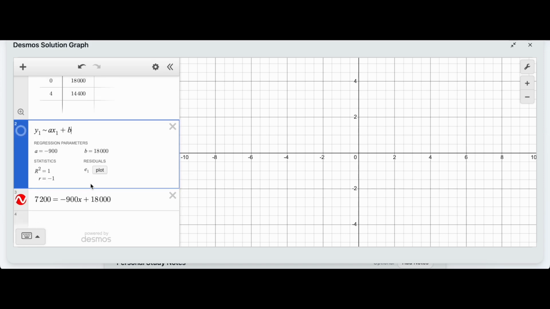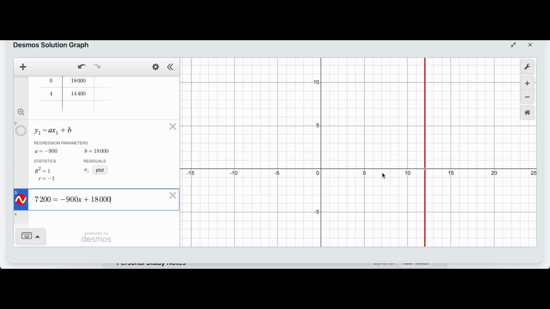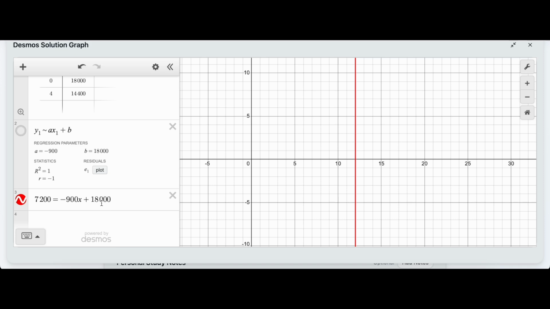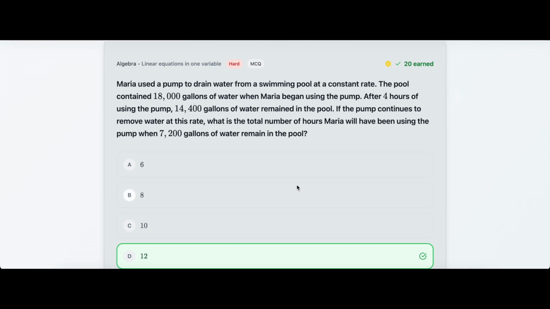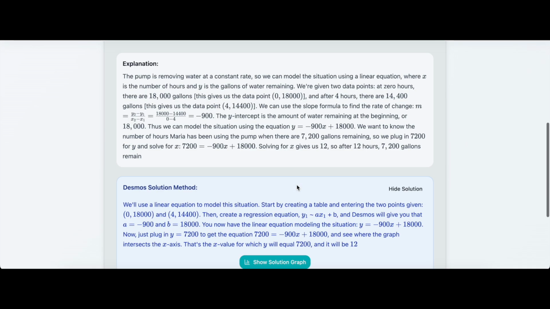And then Desmos will also give you, once you plug in y equals 7,200, Desmos will automatically solve for the x value. So if I zoom out a little bit, you can see that when y equals 7,200, x equals 12, right? Because this is a line x equals 12. So x must equal 12 when y equals 7,200. So you still do need to know how to interpret these linear equations, and then you can sort of make the rest of the work easier on yourself by using Desmos. So that's also one way that you can do it.